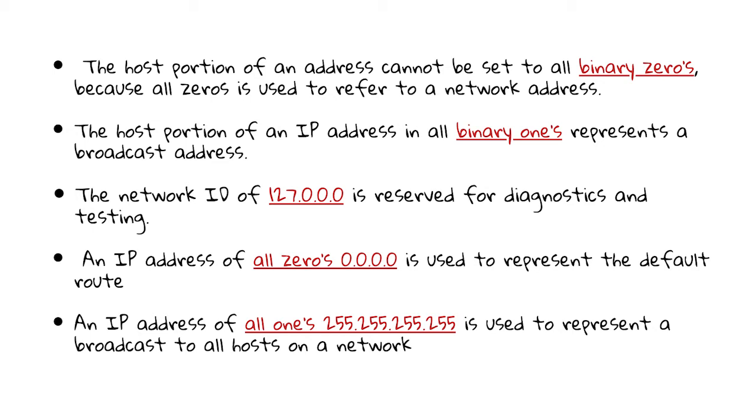Rule number 4, an IP address of all zeros is used to represent something known as the default route. And the last rule, an IP address of all ones is used to represent a broadcast to all hosts on a particular network. These rules are important for you to understand.